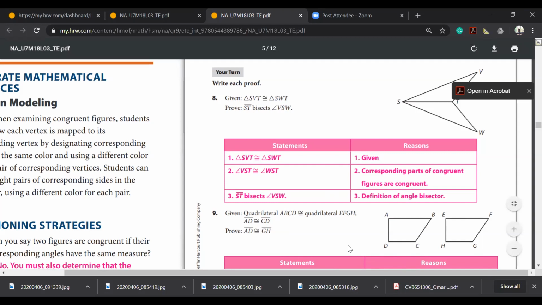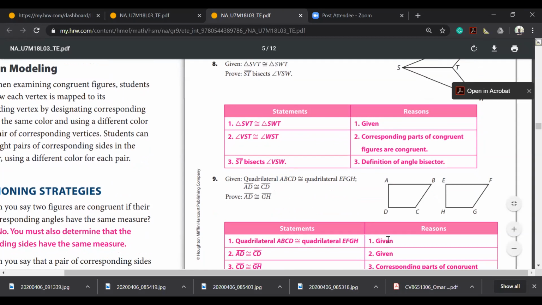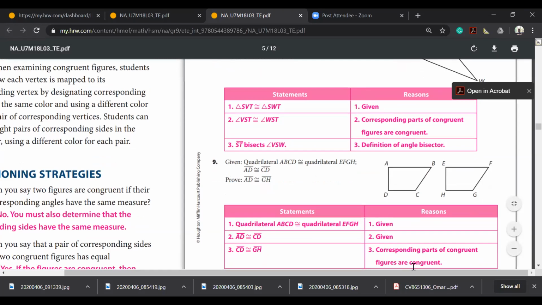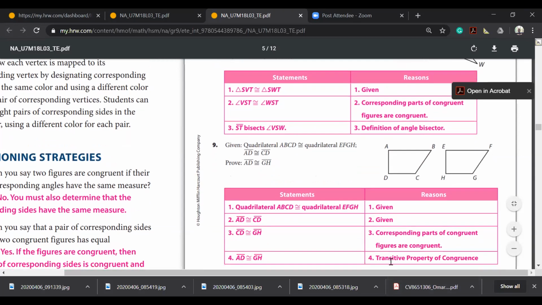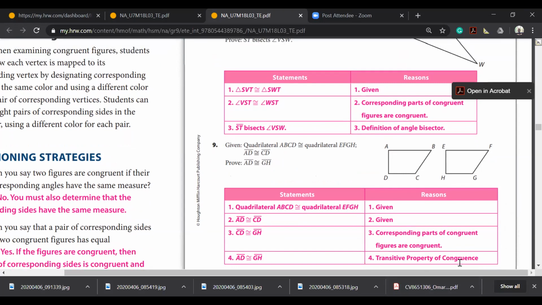The first two statements are the givens that I have, that the two quads are congruent, given, and that AD is congruent to CD. And then I discovered, due to congruency, that CD is congruent to GH. And that's why: because corresponding parts of congruent figures are congruent, the name of the lesson. Then I can say using these two statements that AD is congruent to GH, because this is the transitive property of congruency. Right? Okay?